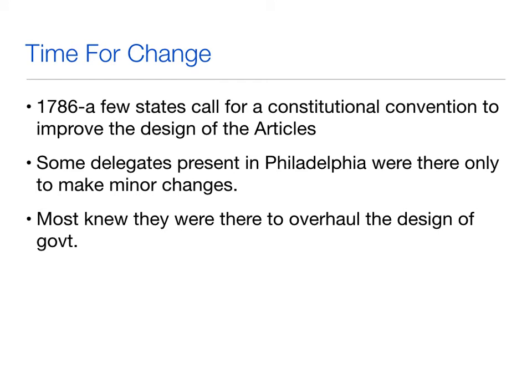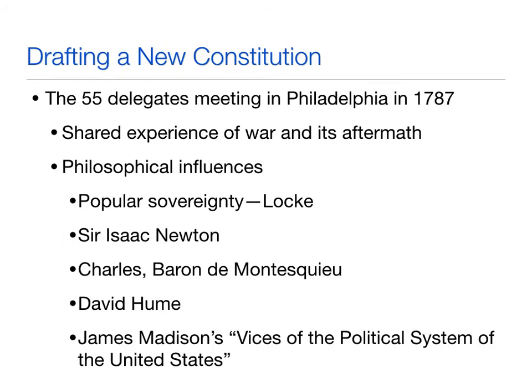So a few states in 1786 actually call for a constitutional convention to improve the design of the Articles. And most of the 13 states decide to send delegates to Philadelphia for a constitutional convention that would make minor changes to the existing Constitution. However, most of the delegates who showed up knew that they were probably going to overhaul the Articles of Confederation and probably create something new, which is exactly what they did. The 55 delegates who met in Philadelphia in 1787 basically drafted a new Constitution. But it took them a long time to get there, and there were many, many arguments along the way.